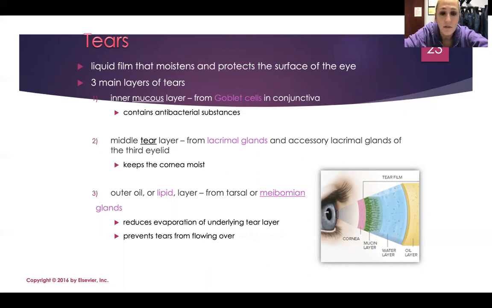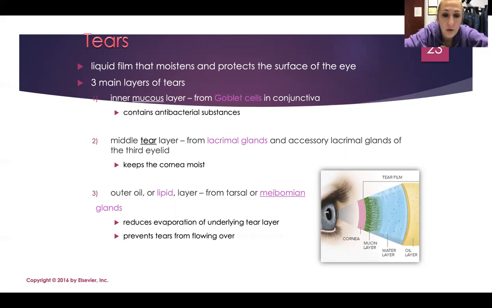The middle layer of tears comes from the lacrimal glands themselves and accessory lacrimal glands of the third eyelid, which keeps the cornea moist. It's supposed to be just a moistening factor, because if eyes are dry, the eyelids start sticking to them. They get really itchy. Those fibrous layers aren't as strong, so the eye can definitely become injured. That comes from the middle tear layer from the lacrimal glands, or tear glands.